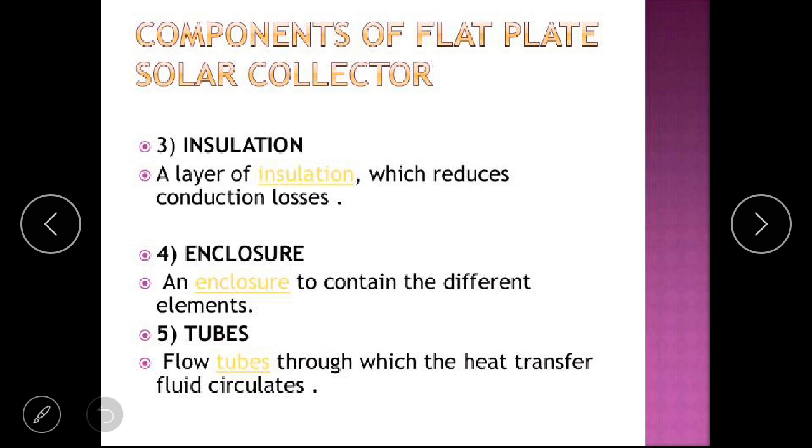Now next is the insulation. What is insulation? A layer of insulation which reduces conduction losses. And the enclosure is generally a simple type of envelope. Then there are the flow tubes, through which the heat transfer fluid circulates.